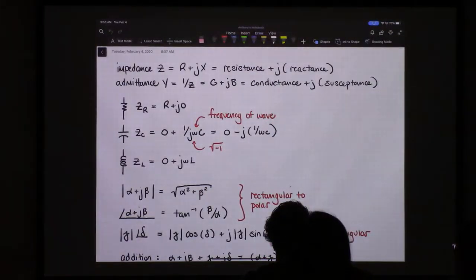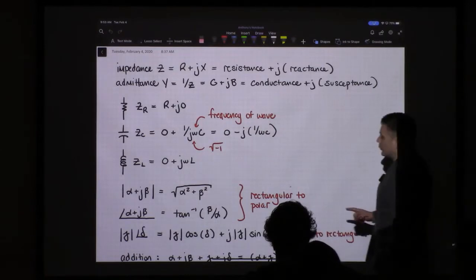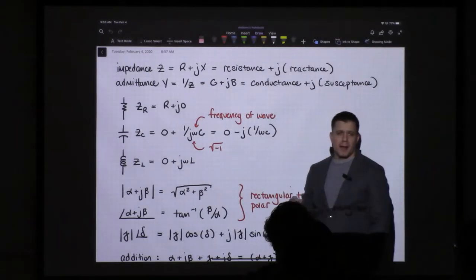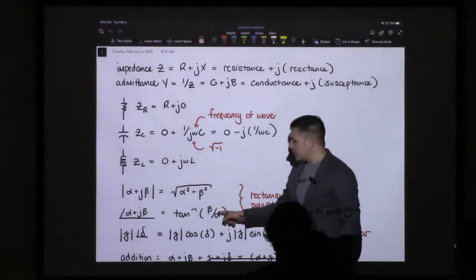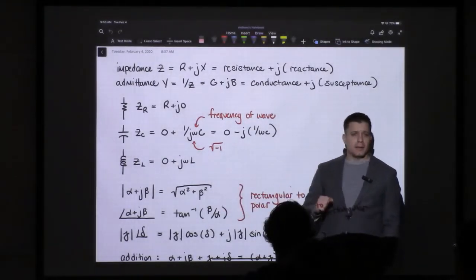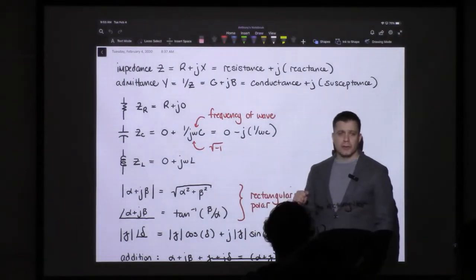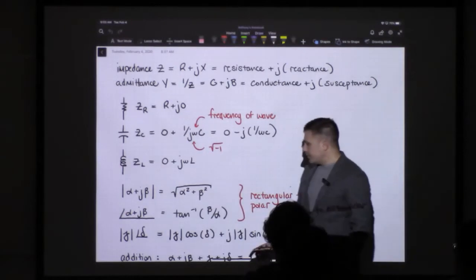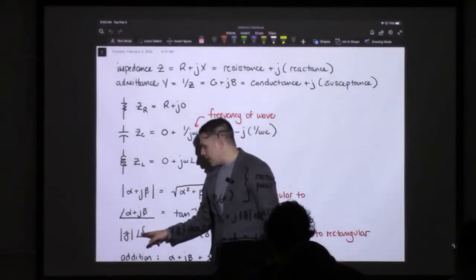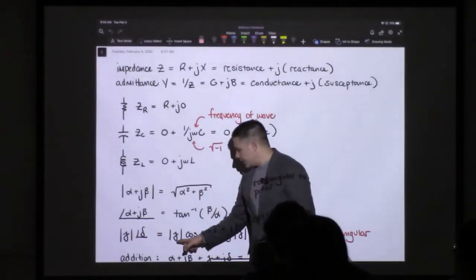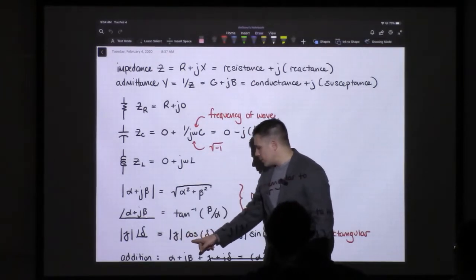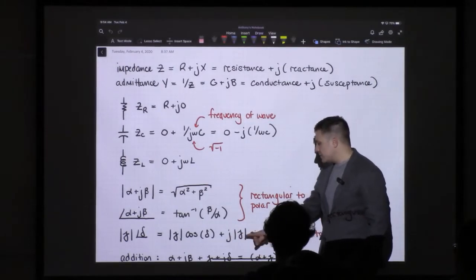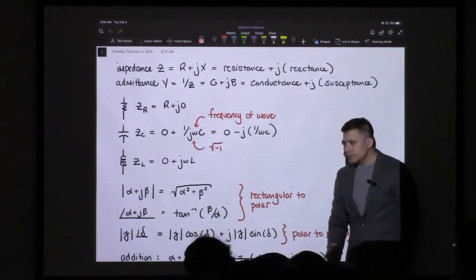Okay, so if you do have a negative value in the denominator, you'll have to account for that by shifting by 180 degrees, because it'll give you the other side of the unit circle. Now, polar to rectangular: if we have a magnitude of gamma and an angle of delta, the real portion is gamma cosine delta. The imaginary portion is J times gamma sine delta.